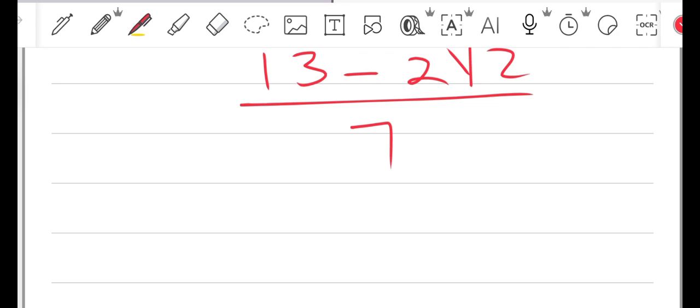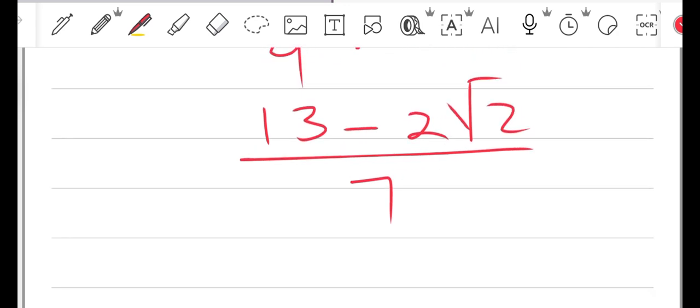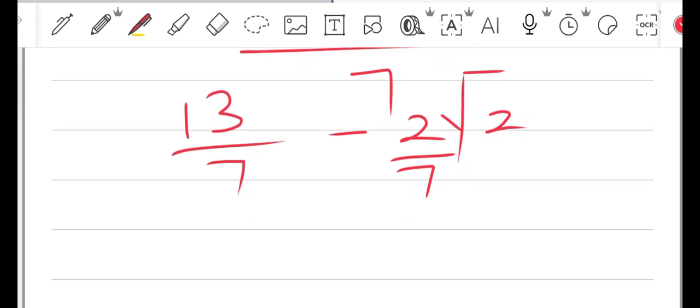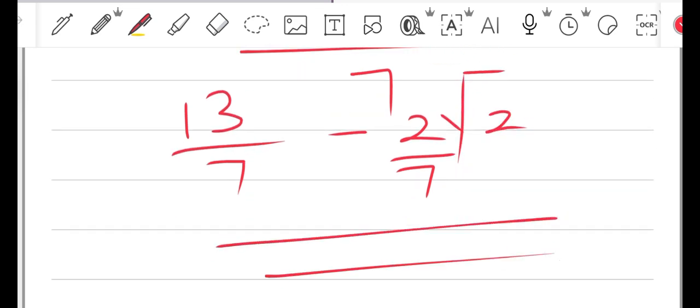So if you like, you can go further to separate the fractions. So 13 on 7 minus 2 on 7 root 2. And that should be the final answer for the problem. Thank you.